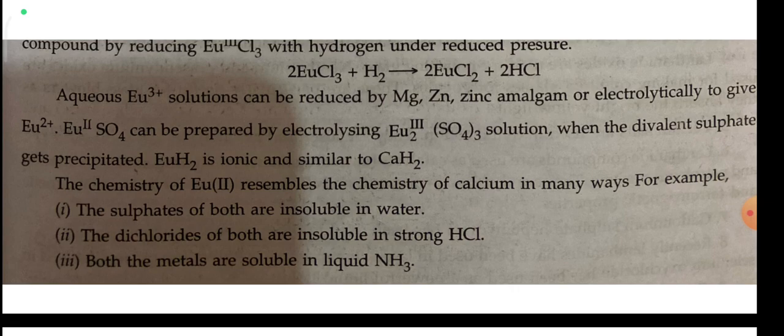The chemistry of Eu2+ resembles the chemistry of calcium in many ways. For example, the sulfates of both are insoluble in water. The dichlorides of both are insoluble in strong HCl. Both the metals are soluble in liquid NH3.